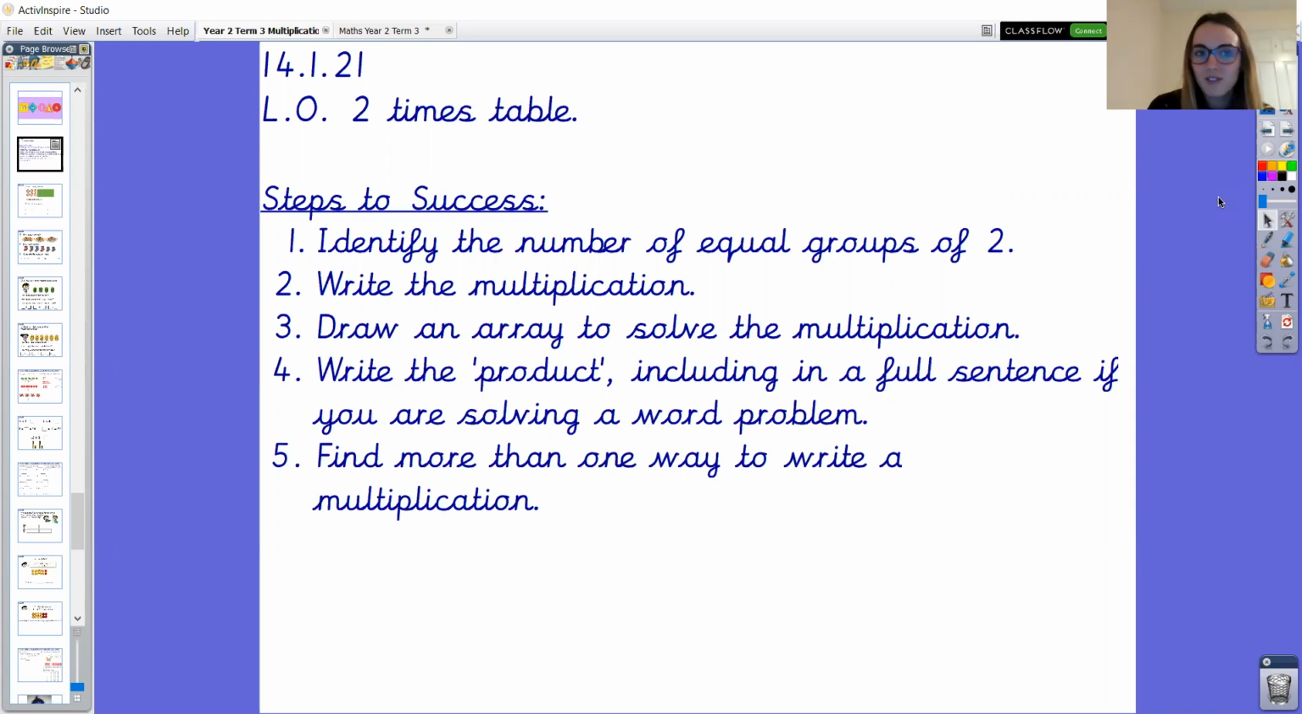So please can you pause the video here and write the short date, 14.1.21, and the learning objective, 2 times table.